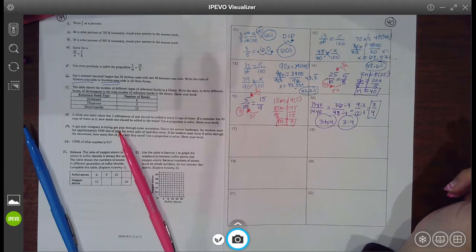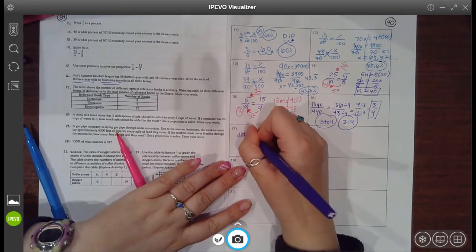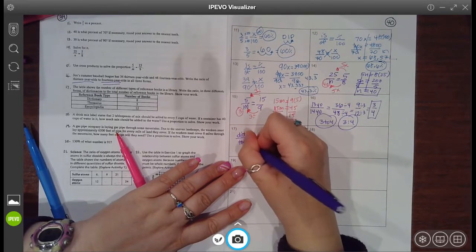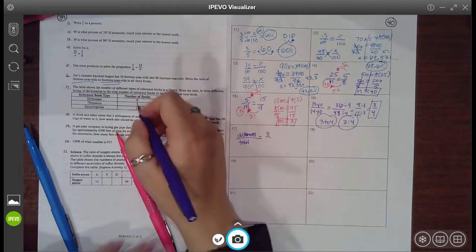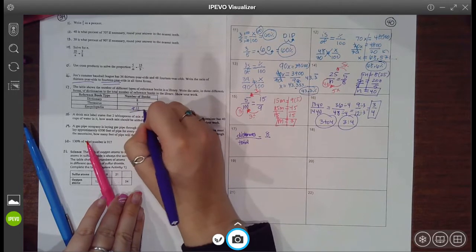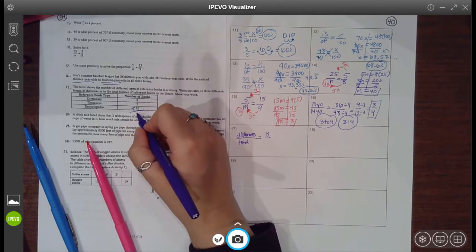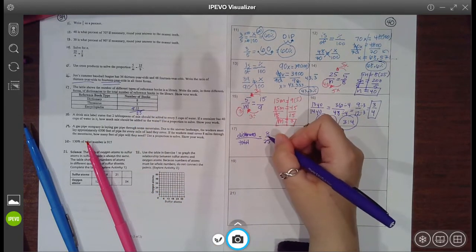Okay, number 17 says the table shows the number of different types of reference books in a library. Write the ratio in 3 different forms of dictionaries to the total number of reference books. Okay, so dictionaries, I see they have 8. And then the total number, well, 8 and 5 is 13, and 13 plus 12 is 25. So they have 25 reference books, and only 8 of those are dictionaries.